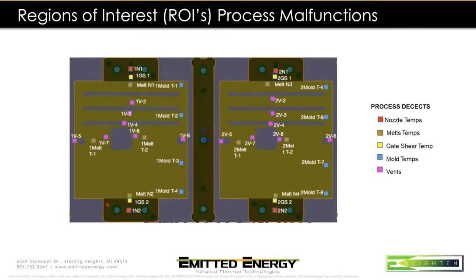Okay, so we would go ahead, and these are some of the process ROIs we have. You notice I'm looking at vents, I'm looking at mold temps, I'm looking at melt temps, I'm looking at nozzle temps to make sure they don't move. I'm looking at what's coming right through that vent right there to see if I'm getting more shearing.